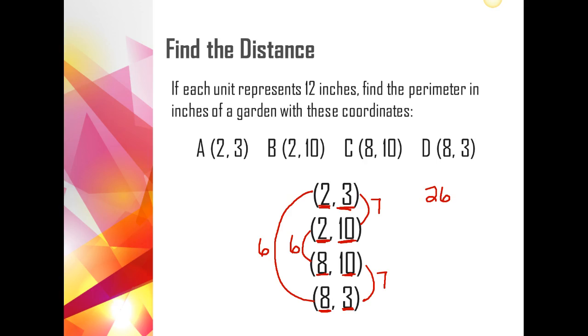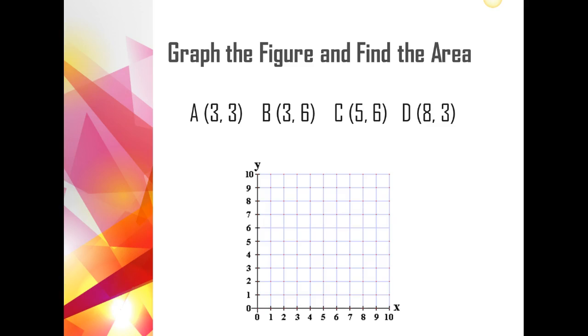However, this is not the final answer. The problem tells us that each unit represents 12 inches. Therefore, we will have to multiply 12 times 26. When we do this, we find that the garden has a perimeter of 312 inches. Let's graph this figure and find the area.